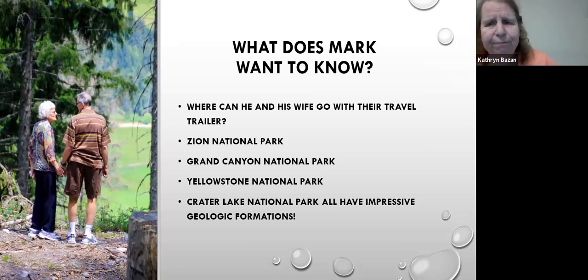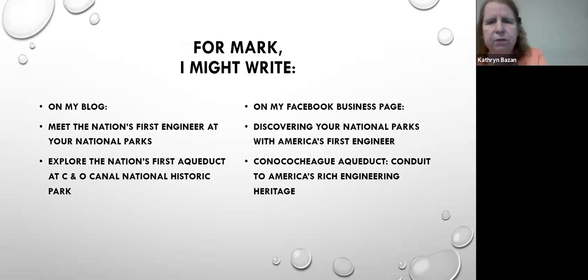So what does Mark want to know? He's going to take his wife. He's going to go look at beautiful national parks that have incredible natural beauty like Zion and Grand Canyon. But also, he's going to want to be looking for information about America's first engineer. America's first engineer was George Washington, our first president. He actually built one of the very early canals and surveyed the land to put this through. So there's a national park that celebrates his achievements. And Mark, being an engineer, is going to want to go check it out in one of my travel trailers.